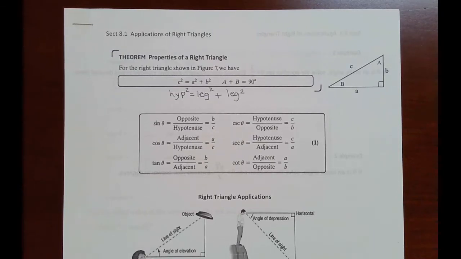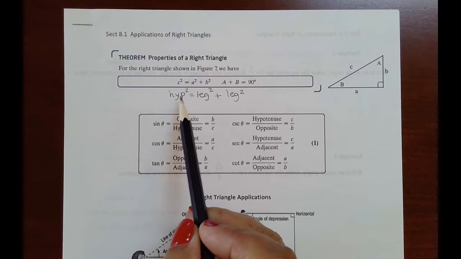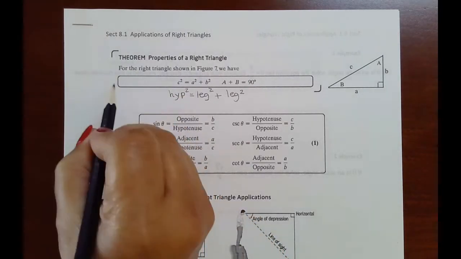Okay, this is the lecture video for MAC1114 Trigonometry. We're in section 8.1 where we're going to take a look at the applications of right triangles. And I'd like to begin that with a review of the formulas concerning right triangles. So in this first box you see the Pythagorean theorem.